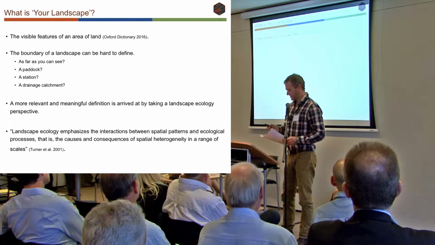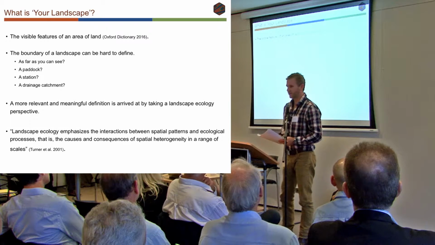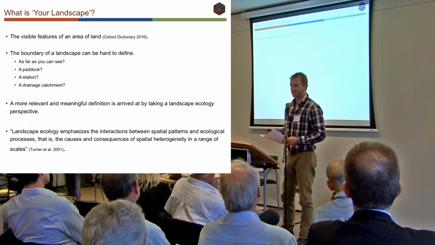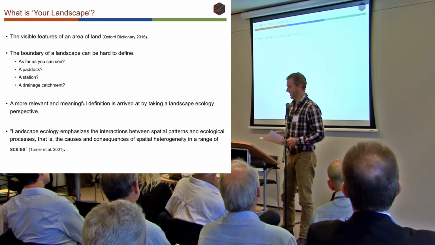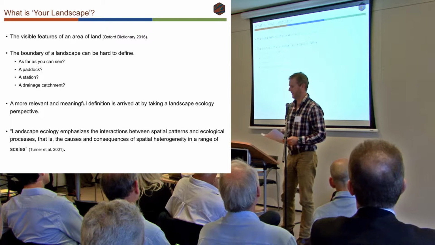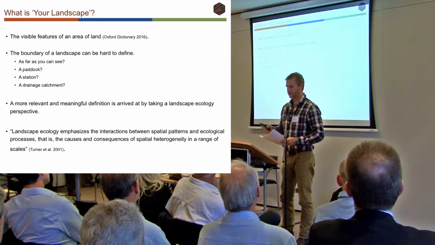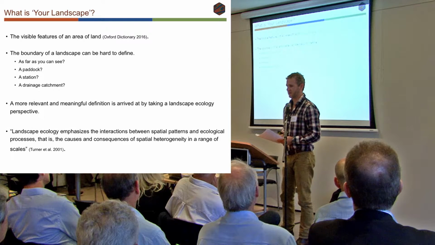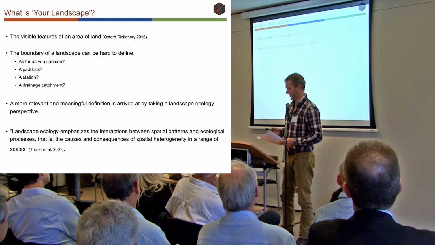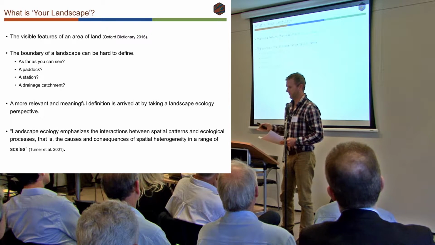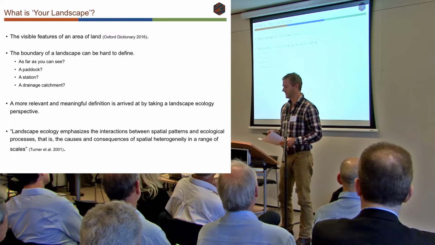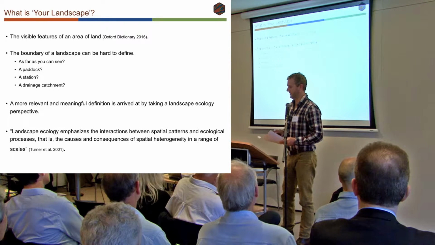So starting with what is your landscape? If you look in the dictionary, landscape is defined as the visible features of an area of land. It's fairly meaningless, I think. First question is, well, how big is a landscape? According to that definition, it's as far as you can see, but you can stand on a hill and see a lot further than if you're standing in the bottom of a creek. Is it a paddock? Is it a station? Is it a drainage catchment? It doesn't really give me much information.